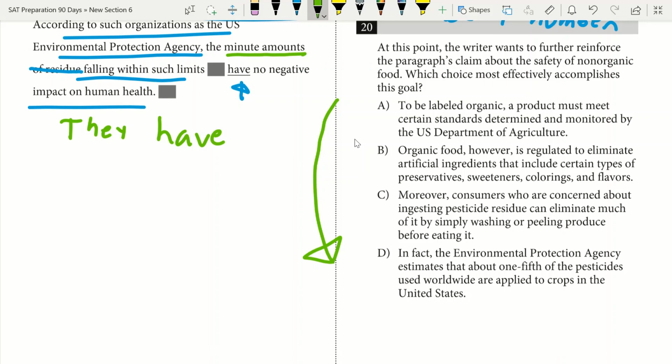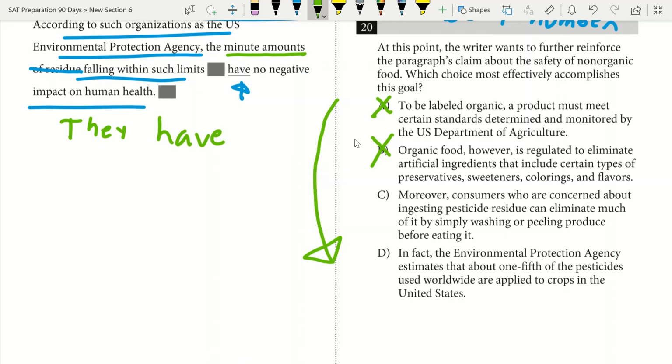Option A: to be labeled organic, a product must meet certain standards determined and monitored by the U.S. Department of Agriculture. No, that's not talking about the safety of non-organic food. Option B: organic food, however, is regulated to eliminate artificial ingredients that include certain types of preservatives. Once again, we're not talking about non-organic food. We need to be talking about the safety of conventional produce.